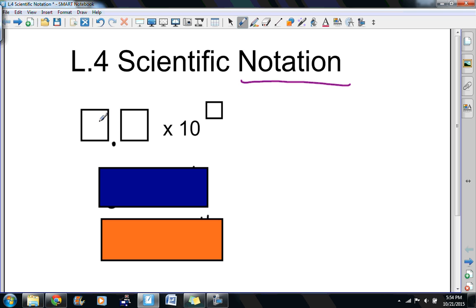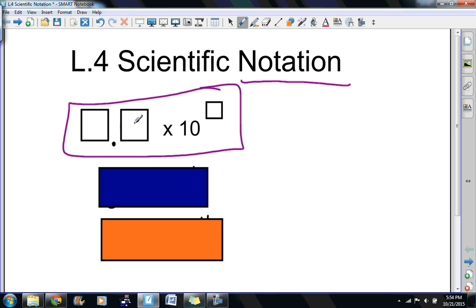So scientific notation looks like this form right here: something point something times 10 to a power. So for example, I could write this as 3.9 times 10 to the 8th. That would work. I could write this as 6.2 times 10 to the negative third.